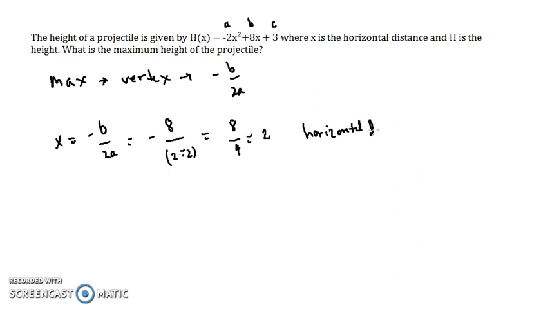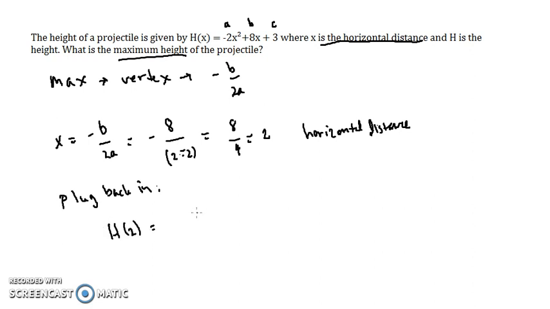We're trying to find the maximum height. Okay, so remember x is the horizontal distance. We're trying to find the maximum height. So what that means is that we've got to take our negative b over 2a and we've got to plug it back in. And that's going to be true for all of these. So we plug it back into h. We're going to plug 2 into h.